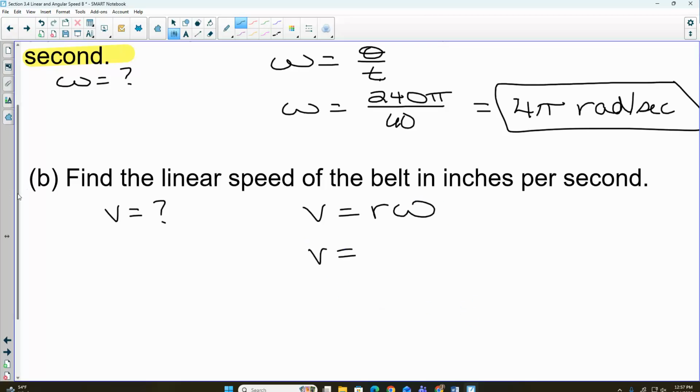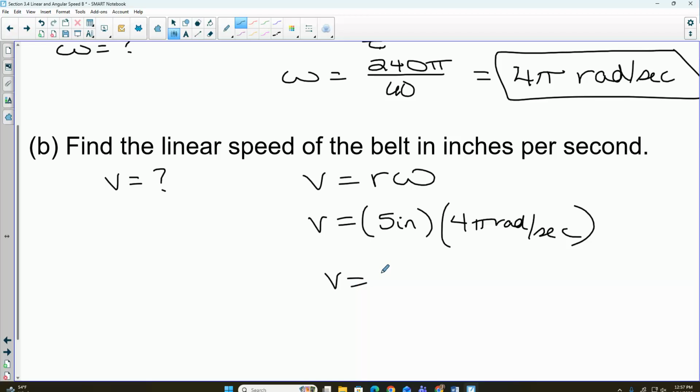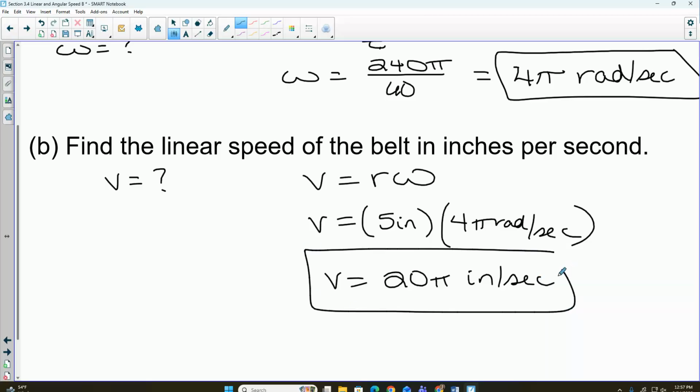So we knew our R was 5 inches. My omega was 4 pi radians per second. You don't have to include your units there, but I'm doing it just to show you. When you multiply these, we get 20 pi. Inches times radians just becomes inches per second. All right, did you guys get that one? Okay. Let's try a couple more.